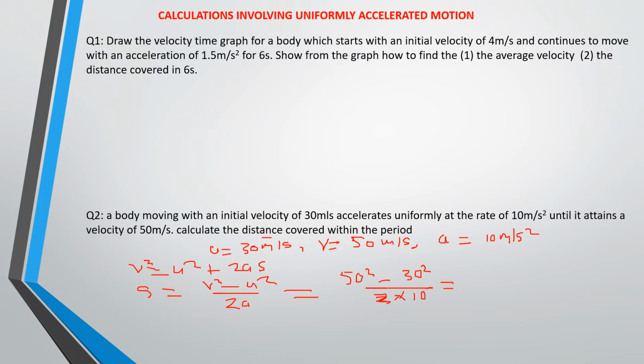So multiply this out, you are going to have 2500 minus 900, all over what? All over 20. So if you work this out with your calculators, you will have that your final answer will be equal to what? 80 meters. So this will be your final answer.